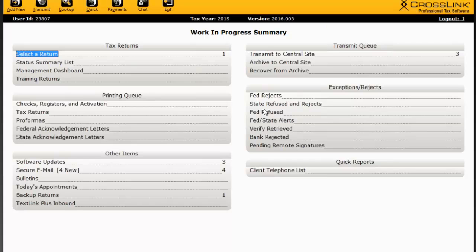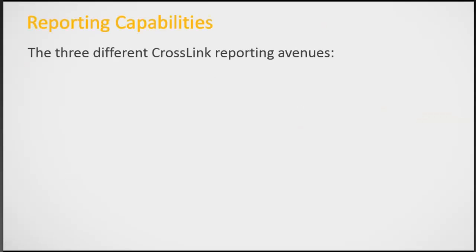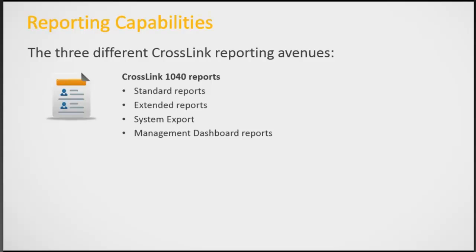That is the work in progress summary screen. Now, next, I want to show you the different reporting avenues we have available. The first is the reports that are available in the program, and those are what are called standard reports. Our extended reports are custom reports that you can build yourself. We have system export reports, as well as that management dashboard report that I showed you earlier available on the work in progress.